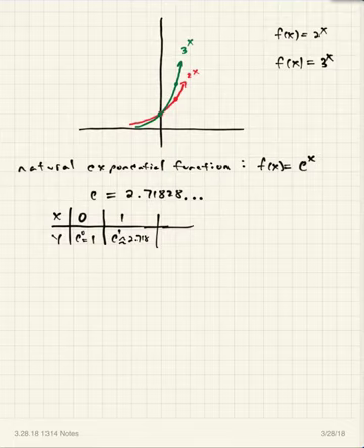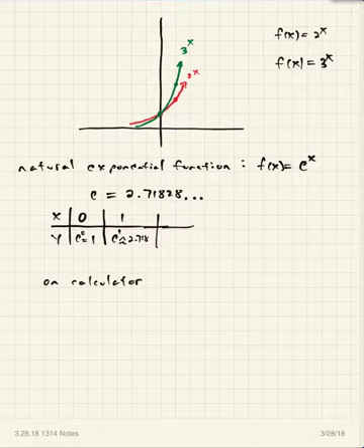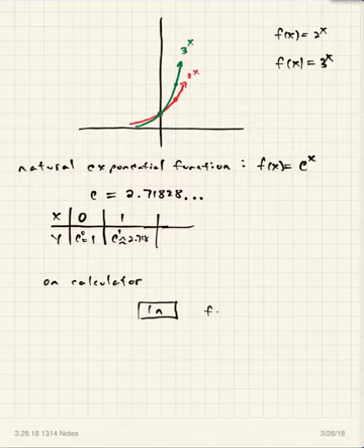Now, on a calculator, what you have to do, like if you wanted to find e to the second power, on a TI-84 or an 83, you actually have the ln key on the far left column. So this is the far left column.